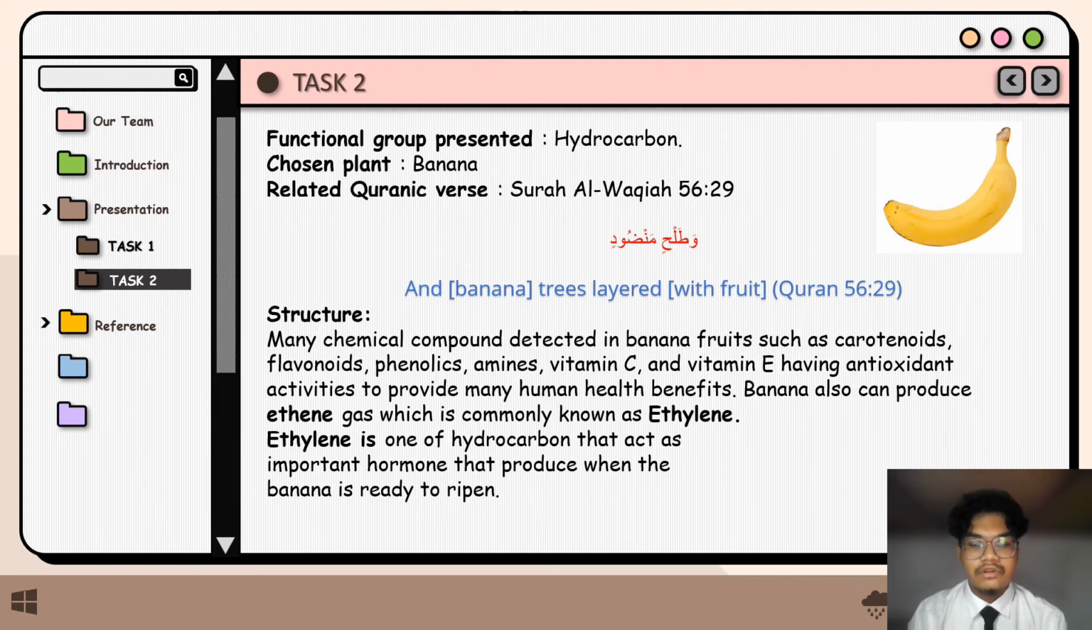So what is the structure of the bananas? Many chemical compounds are detected in banana fruits, such as carotenoids, flavonoids, phenolics, amines, vitamin C, and vitamin E, having antioxidant activity to provide many human health benefits. Banana also can produce ethylene gas, which is commonly known as ethylene. Ethylene is one of the hydrocarbons that acts as an important hormone that is produced when the banana is ready to ripen.